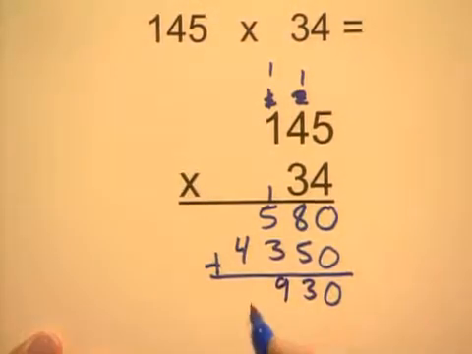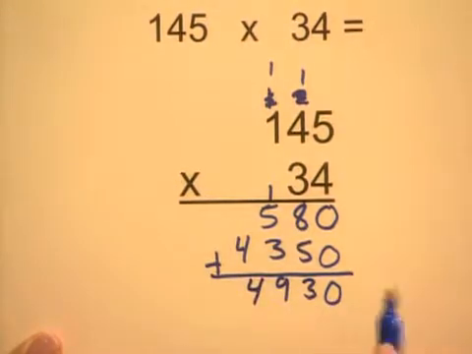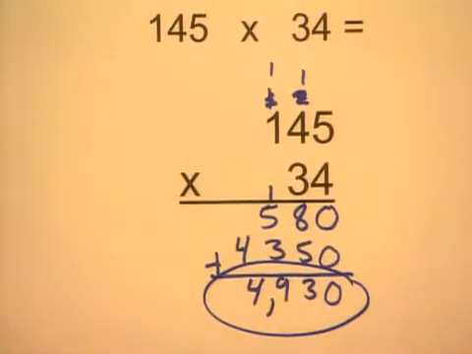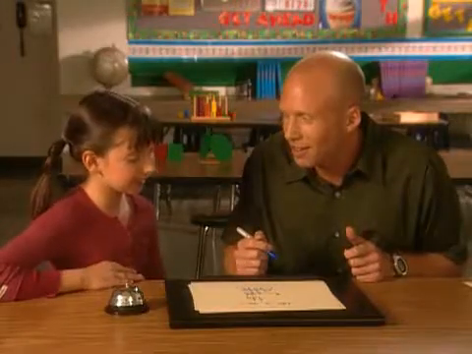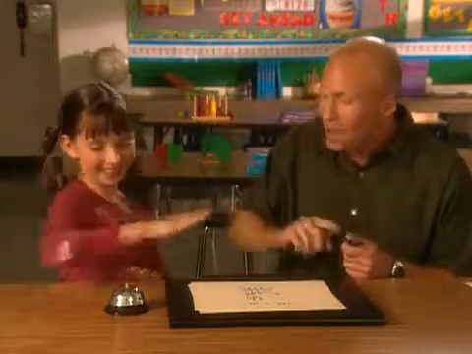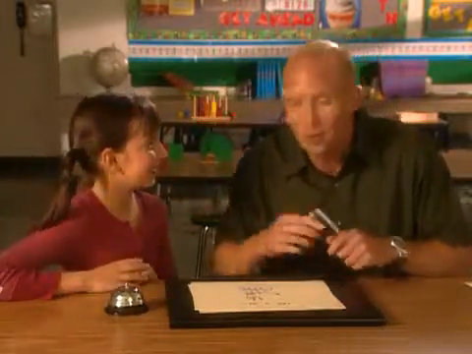Way to go, Grace. We're almost there. I've got 4 left. Nothing to add it to, so I bring it down. Now, remember, I have to put my comma in, so I count 3 places from the right, put in my comma. Grace, what is my product? 4,930. You've got it, Grace. Knockout. Way to go. Ring that bell. All right, we're finished with that one.